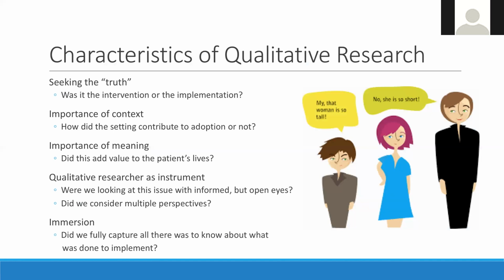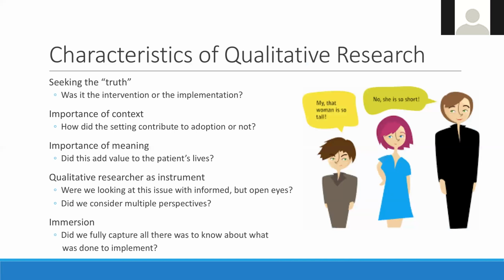The qualitative researcher as an instrument, and this is the importance of the perspective, is to remember that different people come at this from different perspectives, and you do too. So try to be informed, understand the context and circumstances and literature, but also have open eyes and consider those multiple perspectives. And the more you can immerse yourself in understanding a situation, the more you're really going to have a fuller, richer picture of what's truly going on to inform the science of whatever you're trying to work on.